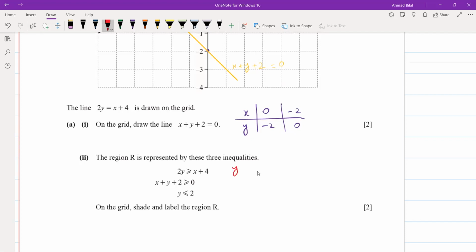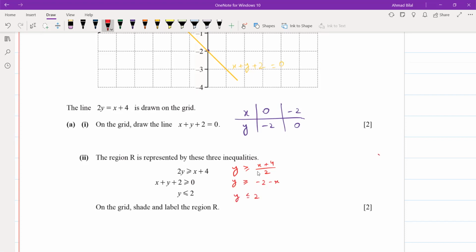y को आप लेफ्ट, सिर्फ y को लेफ्ट पे रहने दो. Take everything to the right side. Right, so you have y greater than or equal to x plus 4 over 2. This is what we have. And the second inequality, this is basically y greater than or equal to -2 minus x. And the last one, it's y less than or equal to 2.